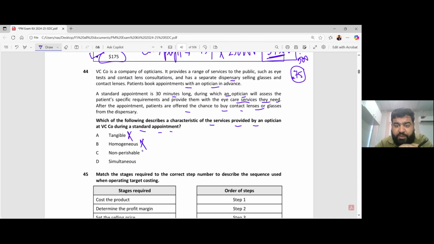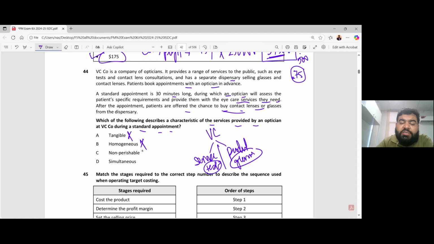If you see, this PC company is basically divided into two types of business: service and product. Which services? They are providing eye tests. Eye tests are the services, and the products are the contact lenses and glasses. So you can't say it's totally non-perishable. Services are perishable, they can't be stored, but products can be stored. So we have to answer according to that.